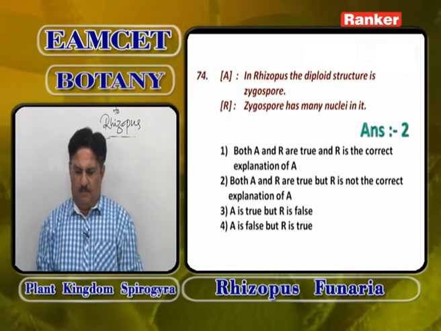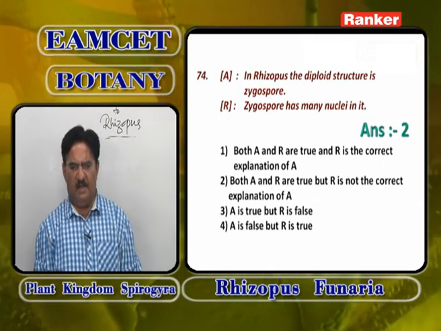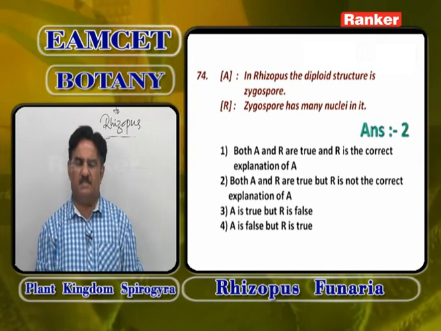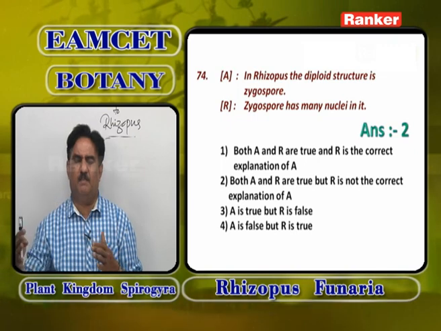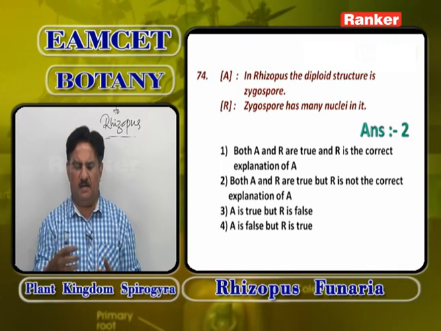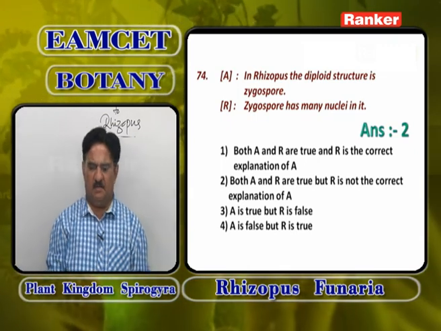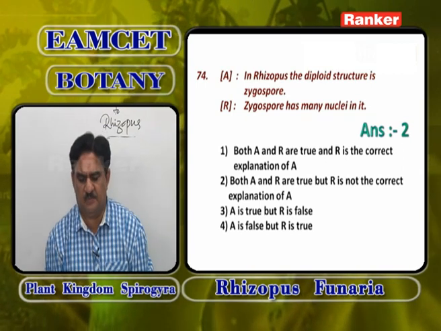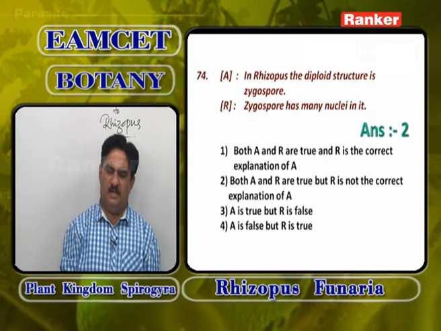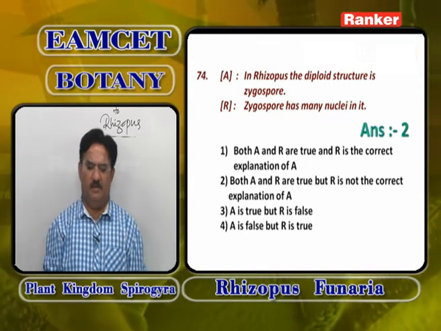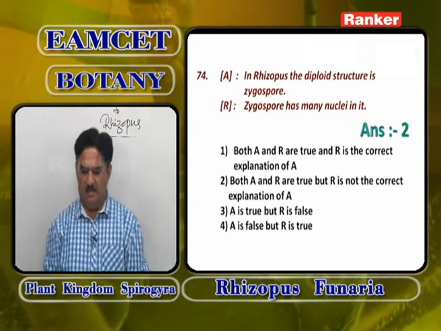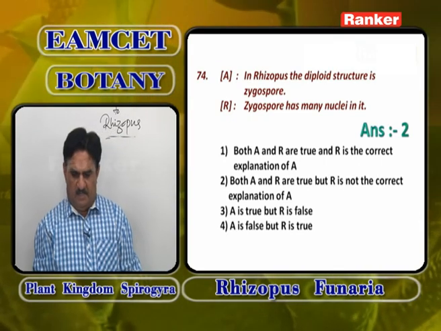If it were given as many diploid nuclei, the first option may be correct. But here it is not given whether diploid or haploid nuclei. So, the second option is correct, but not related to the first one. That means in Rhizopus, the diploid structure is zygospore is correct. Zygospore has many nuclei in it, correct, but it is not the correct explanation of A. So, here A and R are correct, R is not the correct explanation of A.